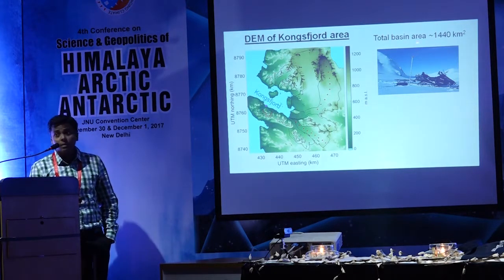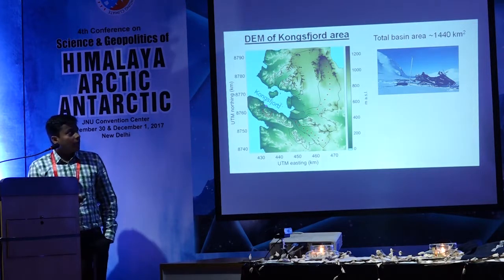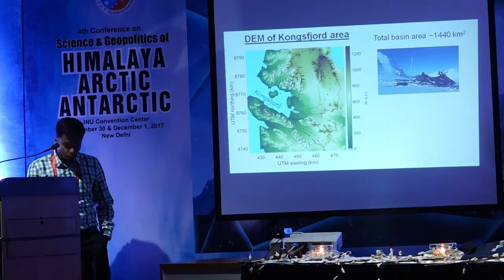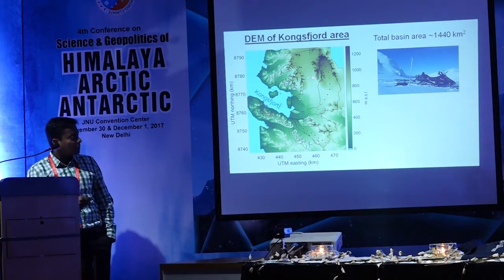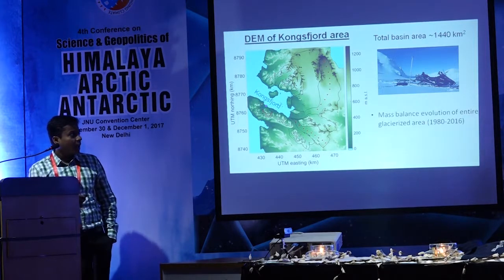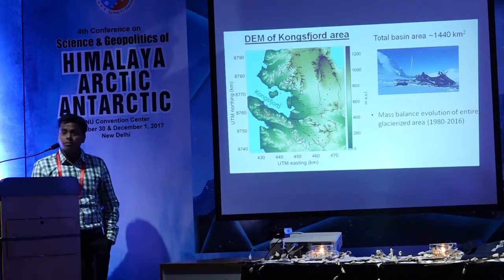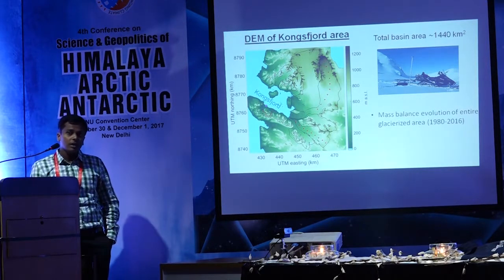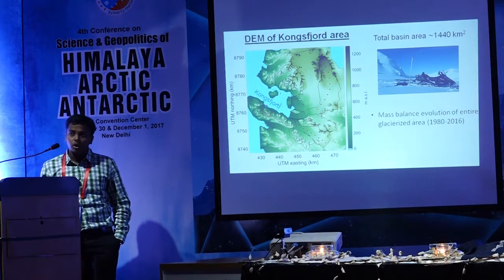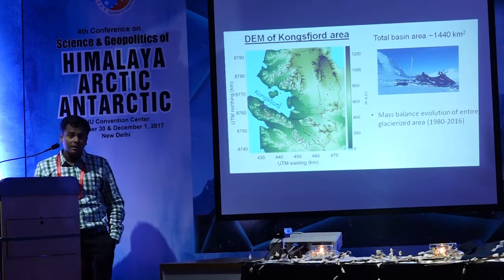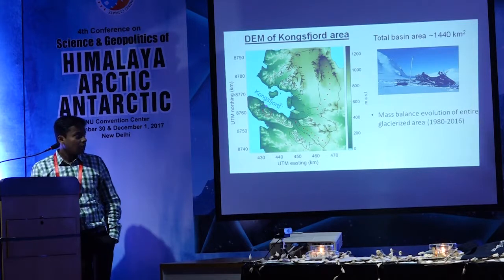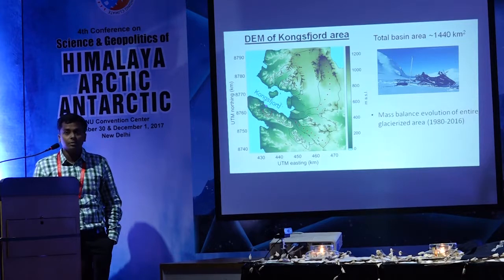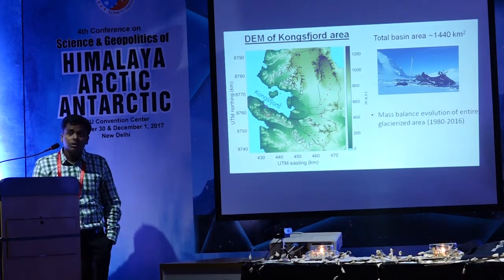And this is how a mass balance measurement stake looks. The total basin area of Kungsfjord is 1440 square kilometers, and here we are interested in calculating the mass balance of all these glaciers, because we know that glaciers are good indicators of climate change, and they are very vulnerable to the changing climate. We are interested in knowing the long-term evolution of mass balance of the entire glacierized area of the Kungsfjord basin, and how these glaciers are behaving with the changing climate.